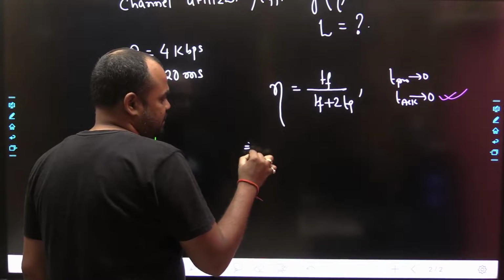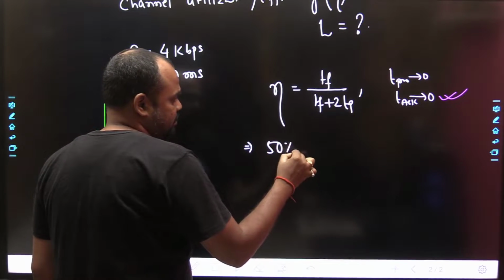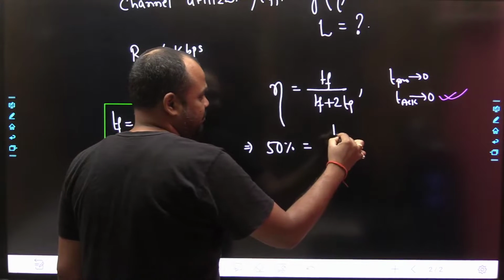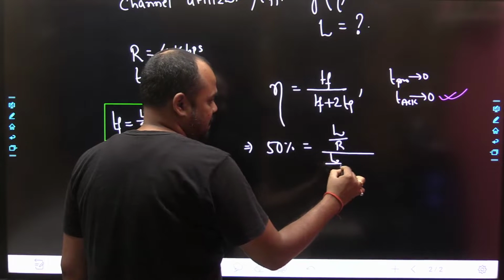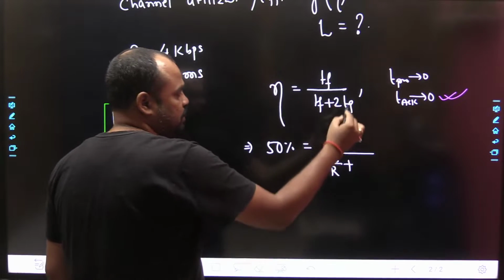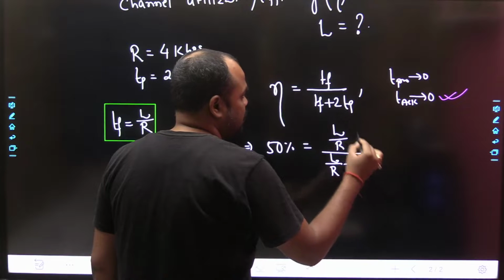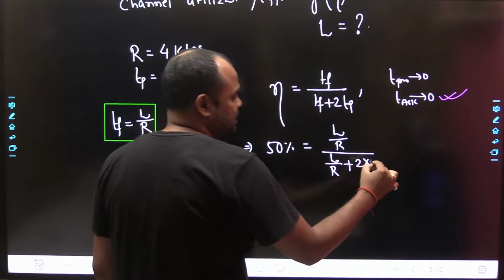Channel utilization is given as 50%, is equal to, what is the meaning of TF? This is L upon R, and again TF is L upon R, plus 2TP. 2TP means 2 into TP. The value of TP is 20 millisecond.